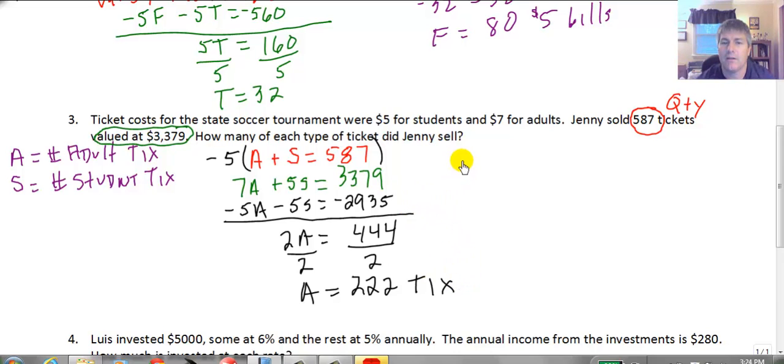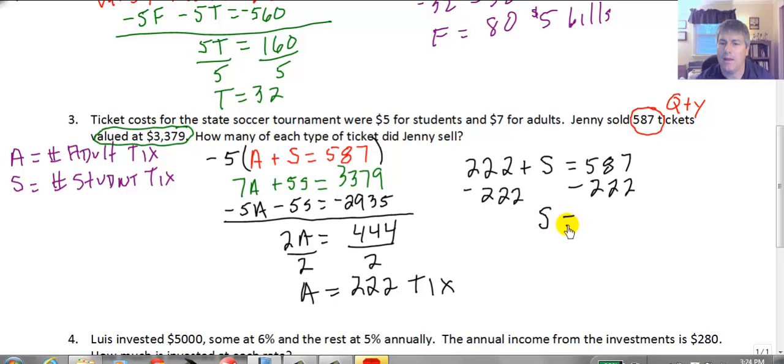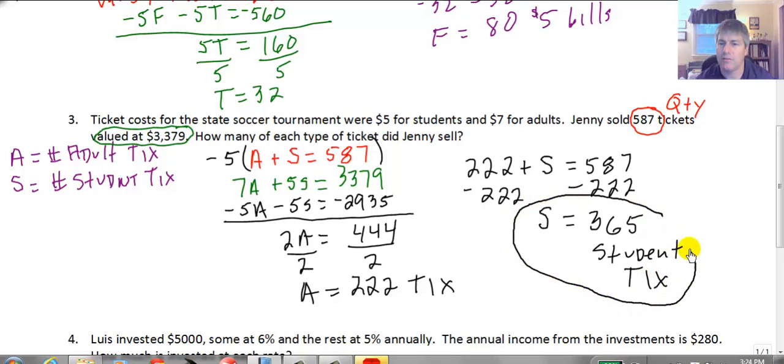The student tickets, that should be a little easier. Go back to our first equation here. 222 plus the number of student tickets equals 587. Subtract 222 from both sides, and S equals 365 student tickets. So we have 365 student tickets and 222 adult tickets, and we have answered our question.